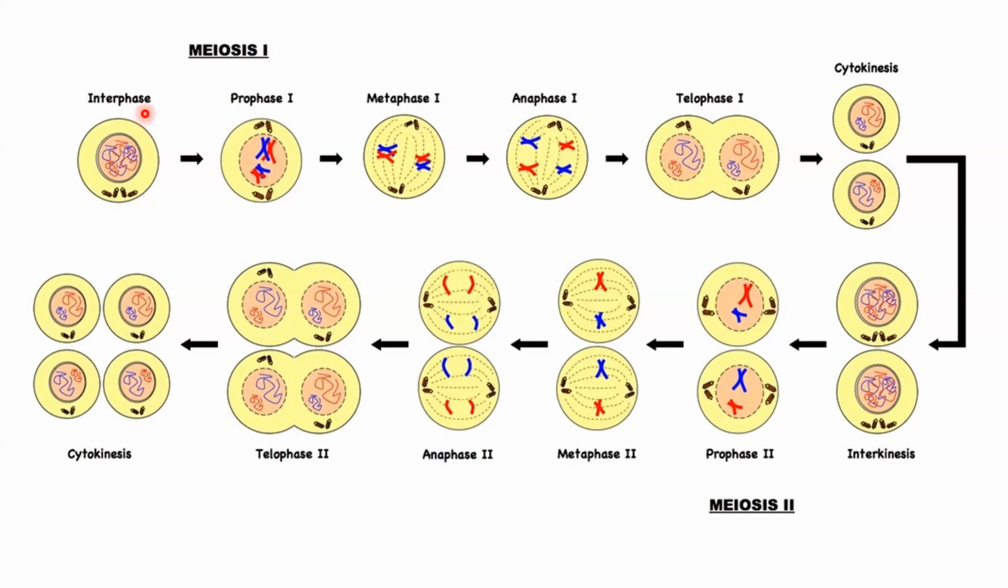Okay, so here we start with one cell going through meiosis until we have 4. So let's see what's going on over here. We start with interphase, right? We don't see any chromosomes yet. Centrioles are not separated. In prophase 1, centrioles migrate, we see chromosomes, right? Then the nuclear envelope dissolves. Metaphase 1.